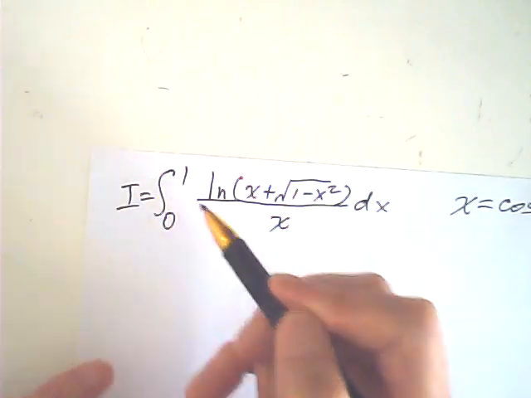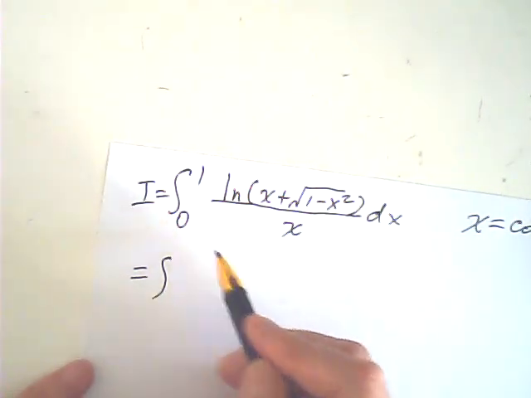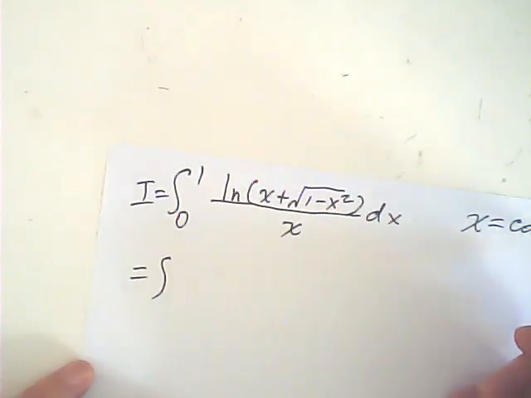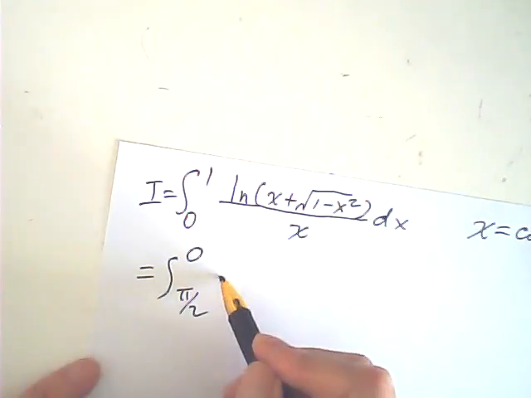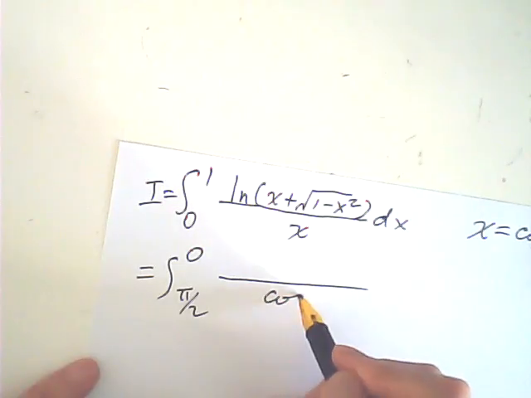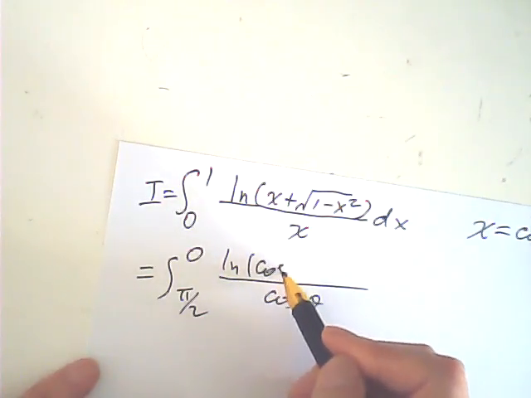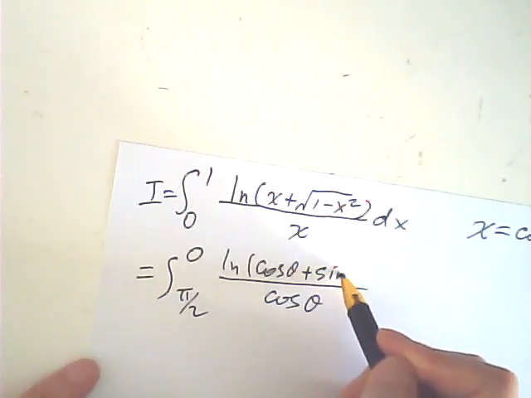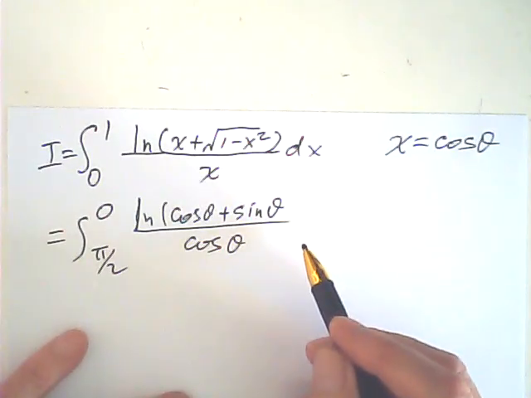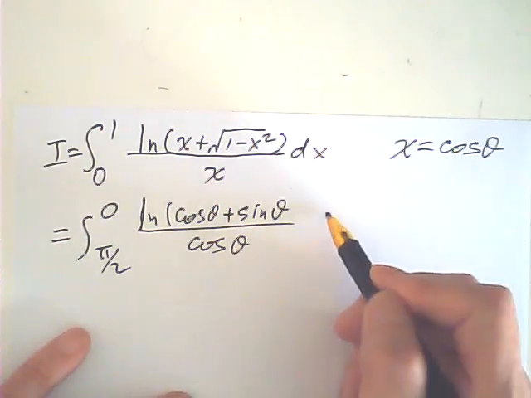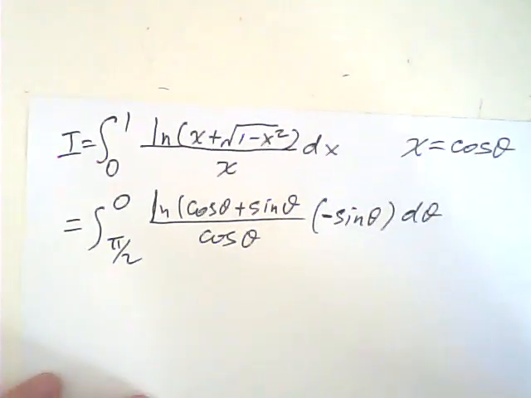So my I is equal to, this is changing, right? x equals sine theta, x equals 0. That means half pi. 1 equals 0, 1. Then this is equal to cosine theta and log cosine theta plus sine theta. And dx will be negative sine theta d theta. Okay, good.